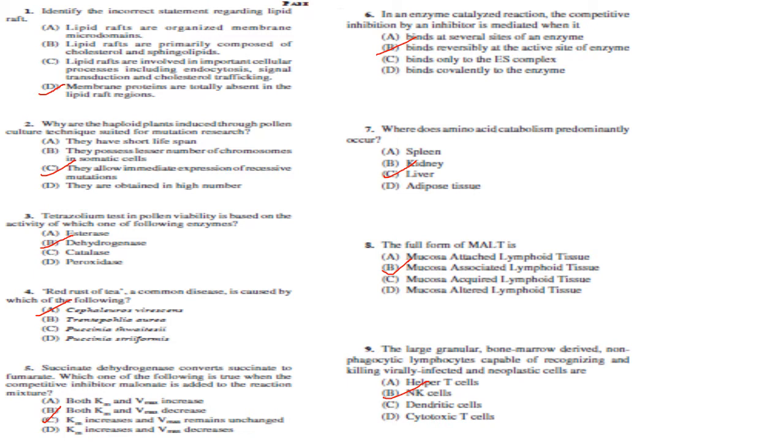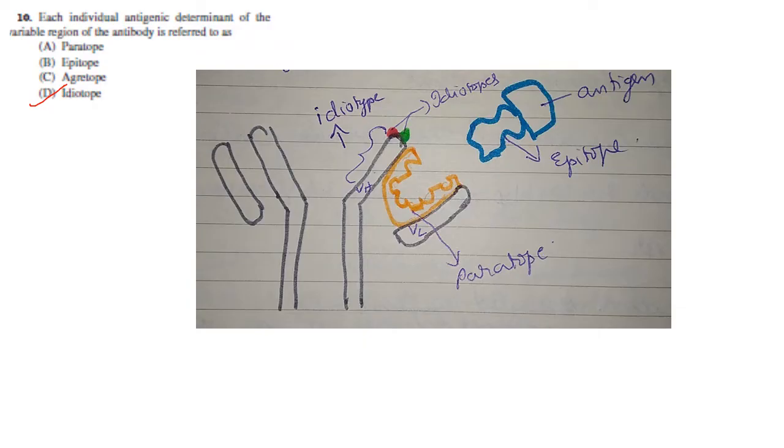Answer is option C. Then the full form of MALT is mucosa associated lymphoid tissue. So answer is option B. Then next one. The large granular bone marrow derived non-phagocytic lymphocytes capable of recognizing and killing virally infected and neoplastic cells are called NK cells or natural killer cells. Answer is option B.